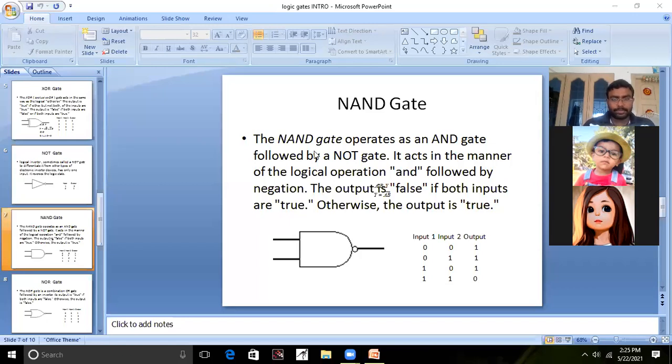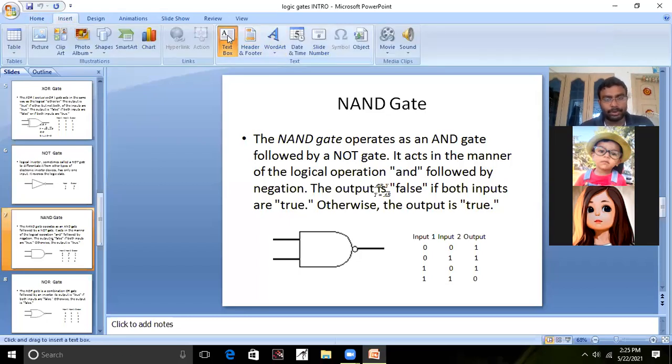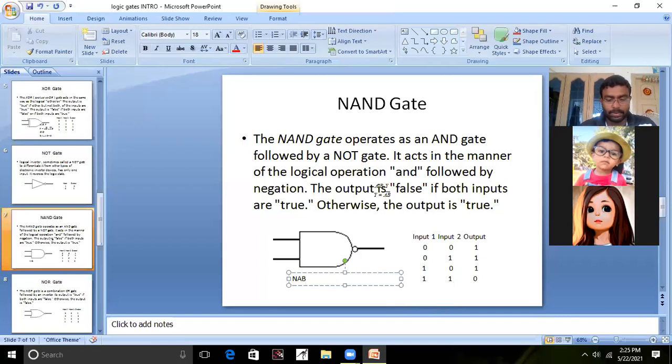Yeah, guys. So let me go for the next gate. That is NAND gate. Okay, NAND gate. NAND is equal to, guys, remember, I will give you a simple assumption. Always NAND is equal to AND plus NOT. Remember this. NAND gate is equal to AND plus NOT gate.